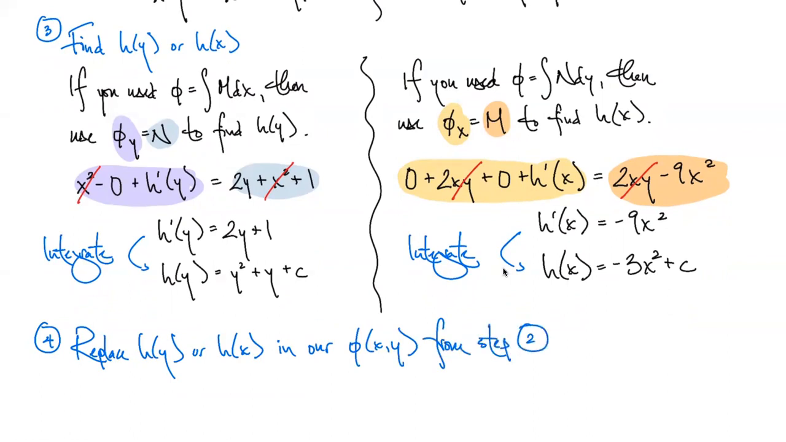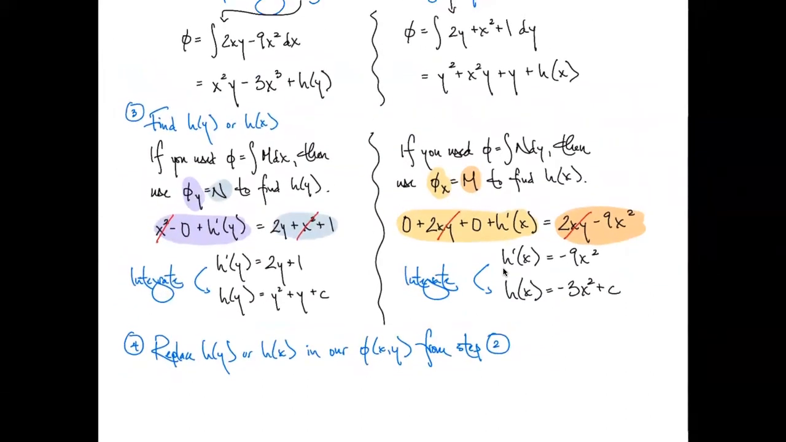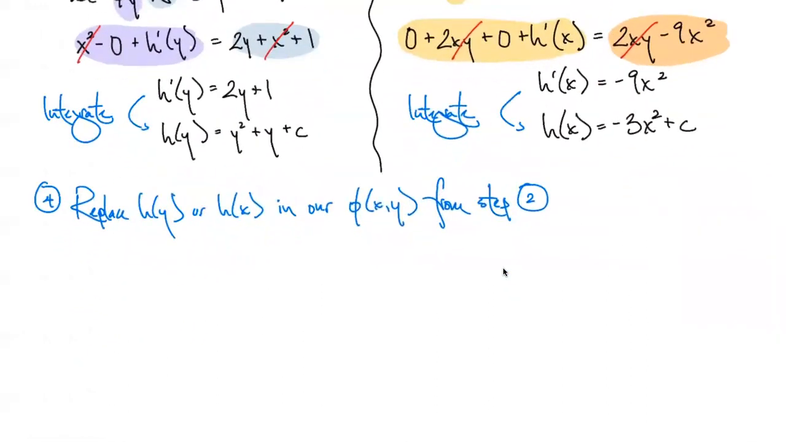Okay, so we're going to go back to step 2. We're going to copy down our phi. So on this side, we have this as our phi. And on this side, we have a different phi. But everywhere I see an h of y, I'm going to plug in y squared plus y plus c. And everywhere I see an h of x, I'm going to plug in negative 3x squared plus c. Okay. So let's go ahead and substitute.